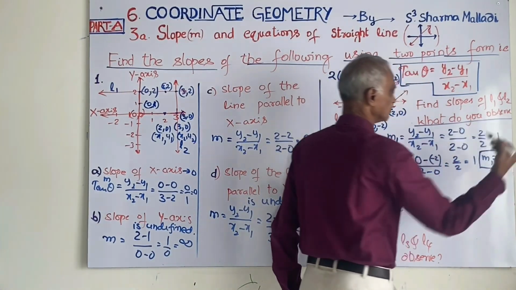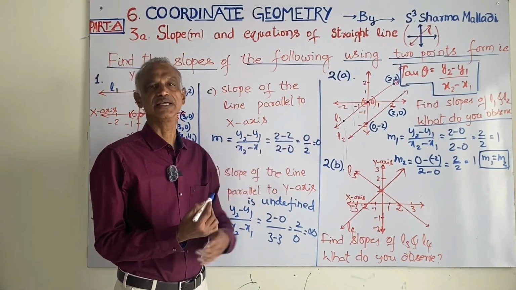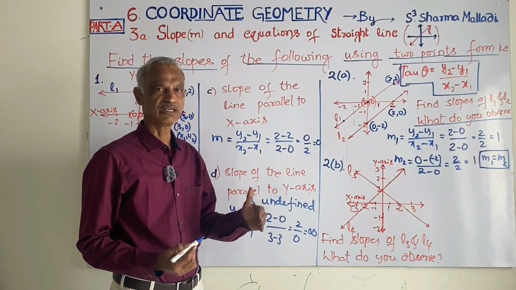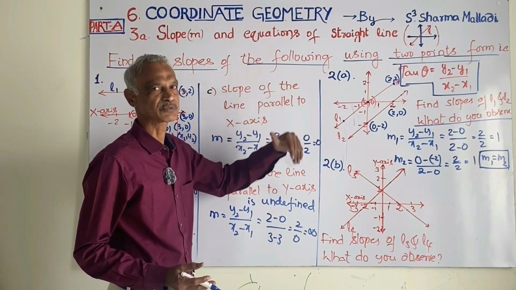What do you observe? If slopes are equal, then they are parallel lines. Remember, if slopes are equal, then they are parallel lines. If lines are parallel, then their slopes are equal.